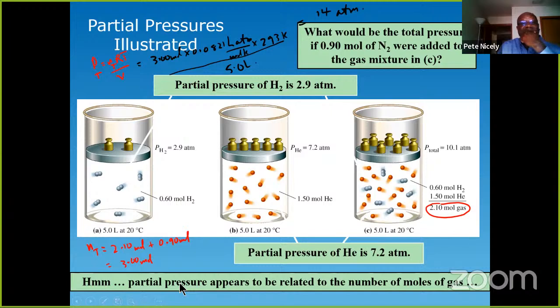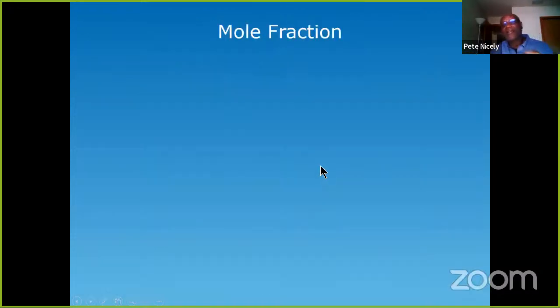So basically, as stated here, the partial pressure is related to the number of moles of gas. Basically, it's a proportional relationship. The greater the number of moles of all the gases in the mixture, the greater will be the partial pressure, all right? Okay, so let's talk about another way of expressing concentration.